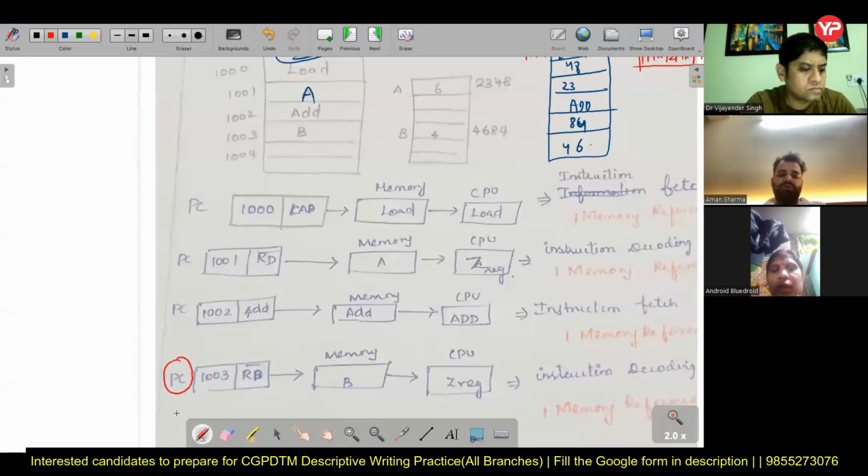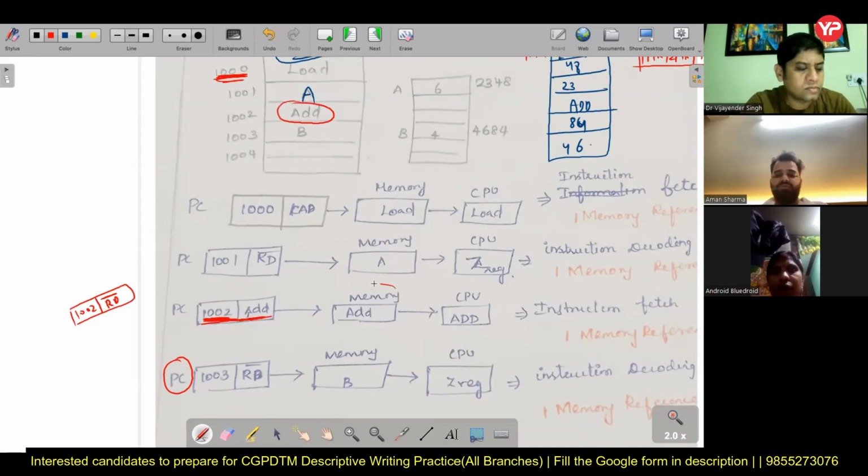Now after that, the PC is used to store the address of the instruction. It does not store the instruction itself. You have written here PC 1002 add. No, it will give the address 1002, go to it and read the command. After reading the command, you will see that the add instruction is there. So you cannot write add here. And whatever you have written here, I don't understand, but read will come here, and again read will come here, and then it will fetch.